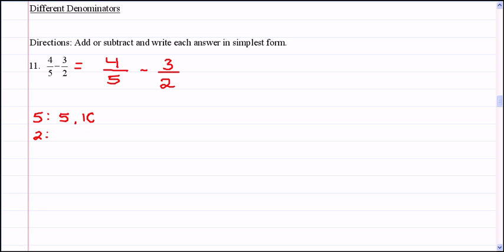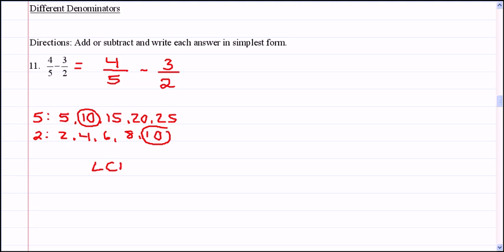So for 5, I have 5, 10, 15, 20, 25. And for 2, I have 2, 4, 6, 8, 10. The smallest number that they have in common is 10. So that means that the least common denominator, just abbreviated LCD, is equal to 10.